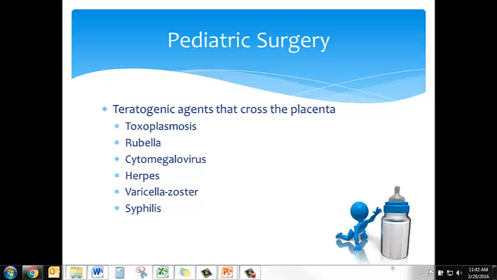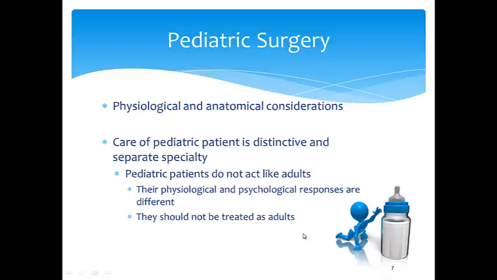Herpes can cross the placenta and result in underdevelopment of the brain and retinal defects. Varicella, otherwise known as chickenpox, can result in muscle atrophy and mental retardation. And finally, syphilis can result in hydrocephalus, deafness, and bone defects.